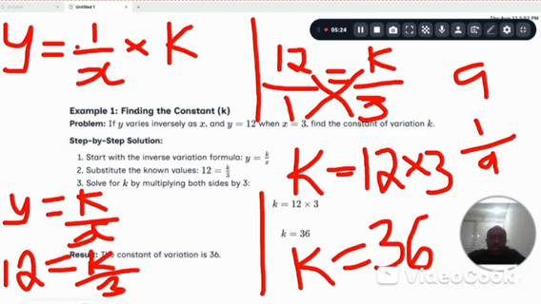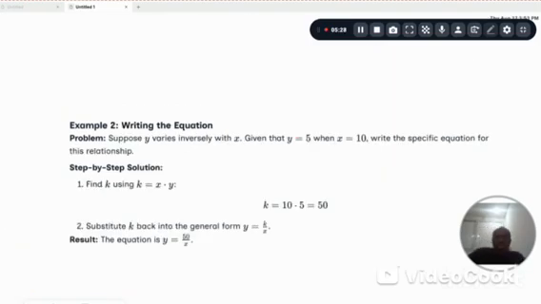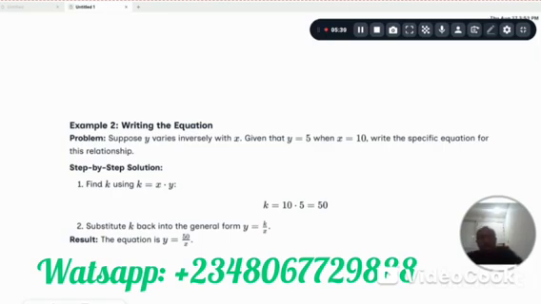Okay, let's move to the second aspect. We have to write the equation. Before we can write any equation, before we can describe the relationship between the variables and the constant, the first thing to find is also the constant in this kind of question. So let's first of all find the k before we can describe the relationship.